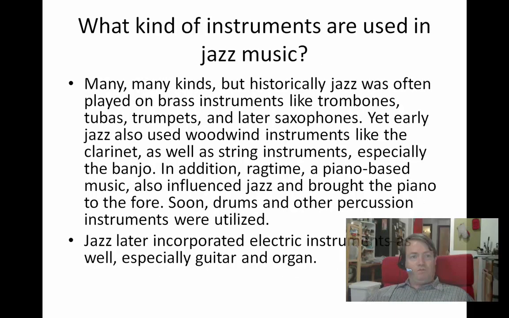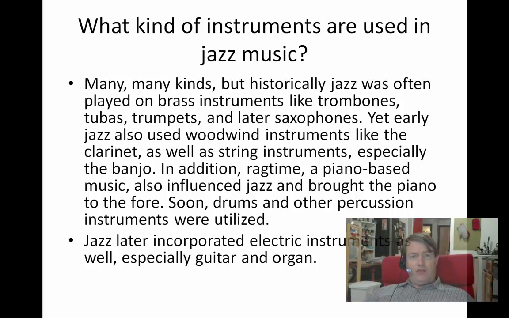What kind of instruments are used in jazz music? Well, many kinds. But historically, jazz was often played on brass instruments like trombones, tubas, trumpets. Later, saxophones became the dominant instrument. Yet early jazz also used woodwind instruments like the clarinet, which for a while were not popular but have made a bit of a comeback in jazz music. Clarinets were huge in really early jazz, especially Dixieland jazz, and then once the saxophone took over, they weren't seen as being quite as hip or cool, and then they kind of re-emerged later.